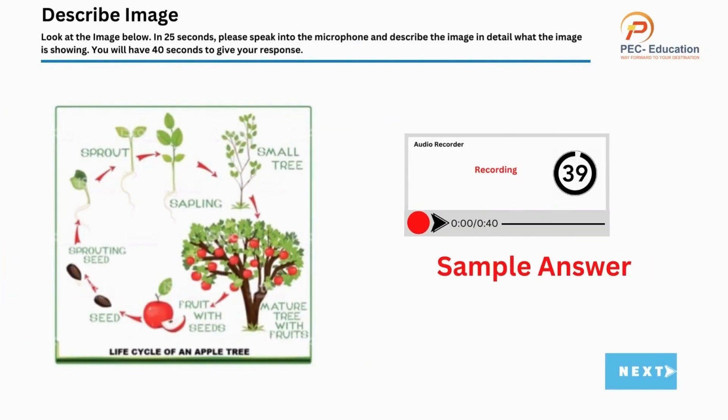The given image illustrates the life cycle of an apple tree. The seed is collected from the fruit with seeds. The next step is sprouting seed. From the sprouting seed, a new sprout is formed.